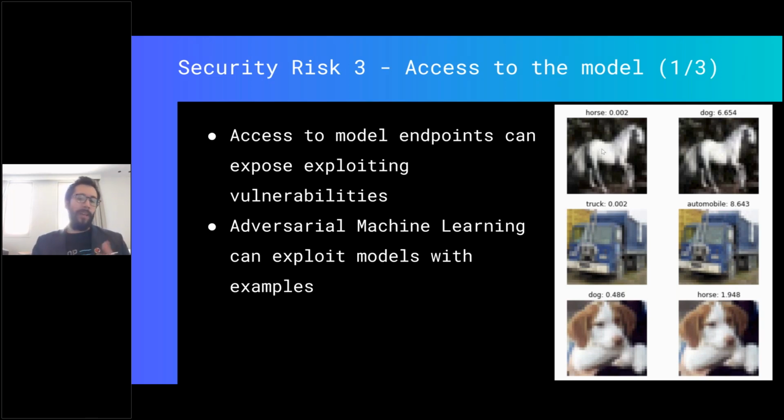So in this case, what would be expected to be predicted as a horse, this image of a horse, with that statistical noise added, is predicted as a dog, this truck as an automobile, and this dog as a horse, right? So you can see that it is something that from the naked eye you cannot see, but ultimately it is enough to actually trick the model itself.